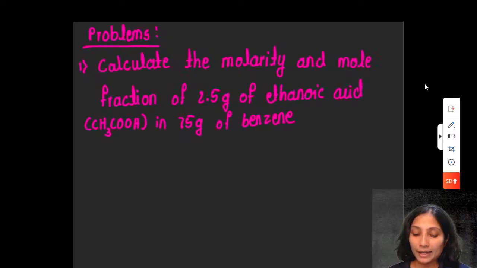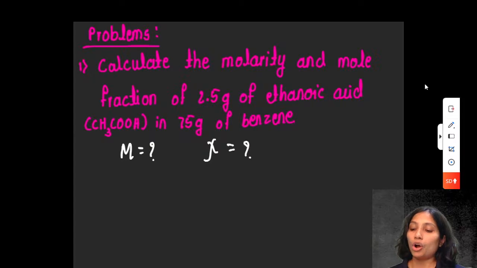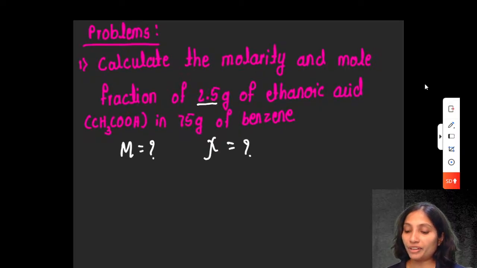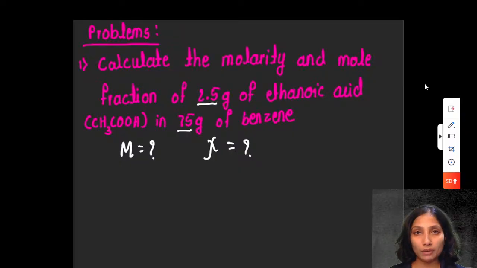First one, calculate the molarity and mole fraction. What we have to calculate? Molarity and mole fraction of ethanoic acid: 2.5 gram of ethanoic acid in 75 gram of benzene. The one present in small quantity is the solute, and the other present in large quantity is the solvent.